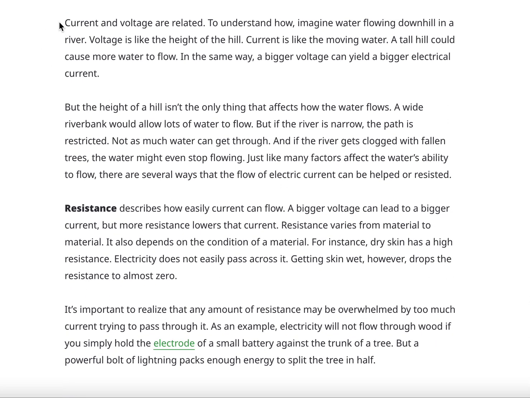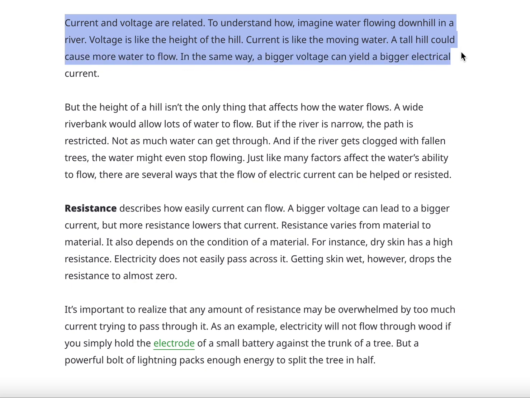Current and voltage are related. To understand how, imagine water flowing downhill in a river. Voltage is like the height of the hill. Current is like the moving water. A tall hill could cause more water to flow. In the same way, a bigger voltage can yield a bigger electrical current.